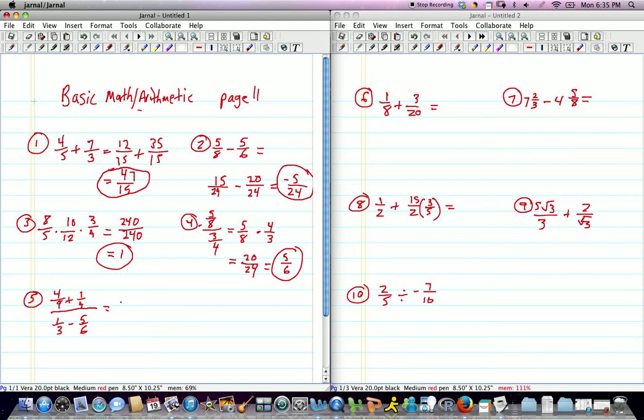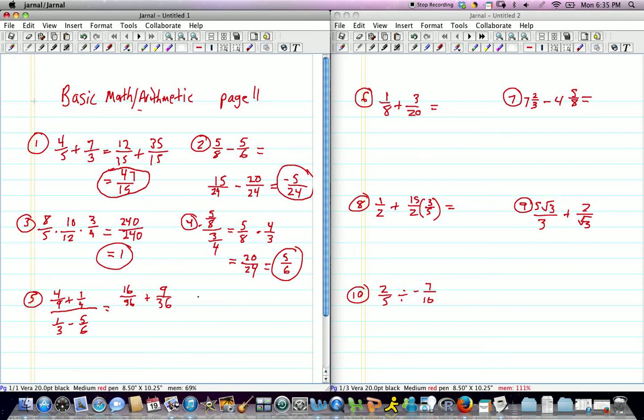So on top I have 4/9 plus 1/4. All I need to do is figure out the least common multiple of 9 and 4, which ends up being 36. So I'm going to convert both of these to denominators of 36 like I did in number 1 or number 2. Now I need to multiply, so 9 times 4 gave me 36. So 4 times 4 will give me 16 for the numerator. 4 times 9 gave me 36, so 1 times 9 has to give me the numerator.